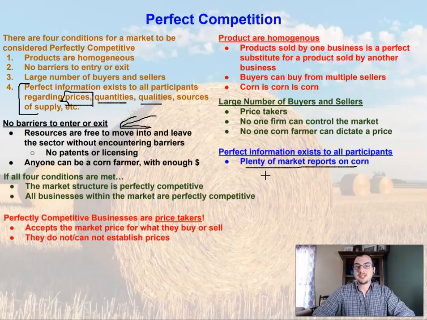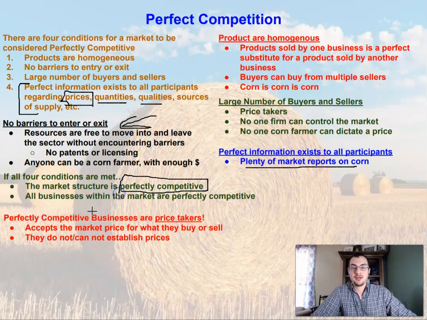If all four of these conditions are met, if the products are truly homogeneous, there are no barriers to entry or exit, there is a large number of buyers and sellers, and there's perfect information, we say that the market structure is considered perfectly competitive, and that all businesses within the market are perfectly competitive. If these are perfectly competitive businesses, they are price takers. They cannot dictate the price. They do not establish prices. They must accept the market price for what they buy or sell.